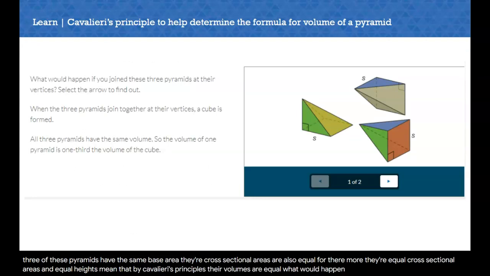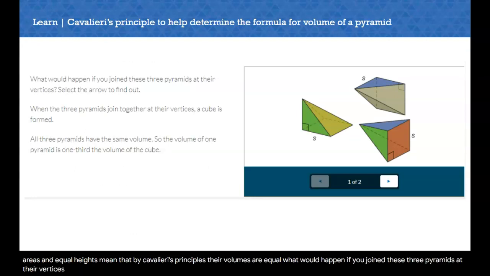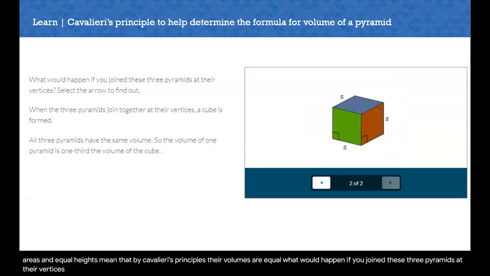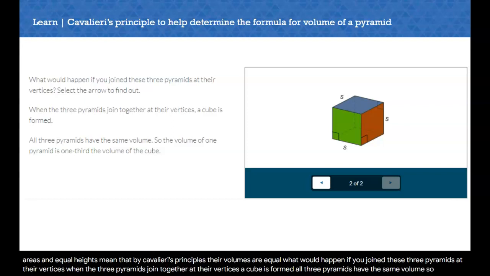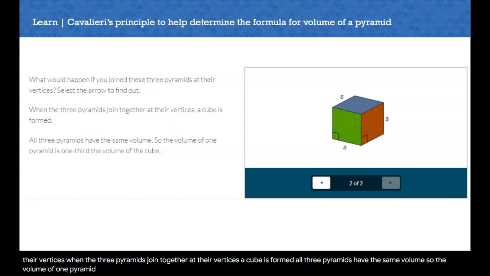What would happen if you joined these three pyramids at their vertices? When the three pyramids join together at their vertices, a cube is formed. All three pyramids have the same volume. So the volume of one pyramid is 1/3 the volume of a cube.